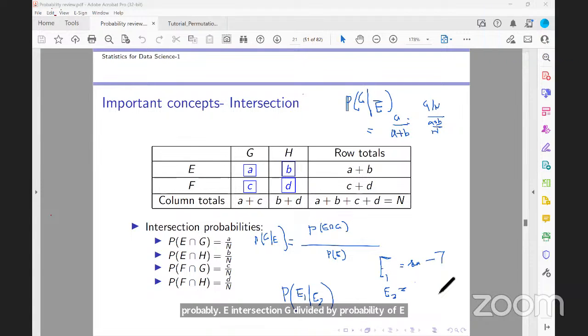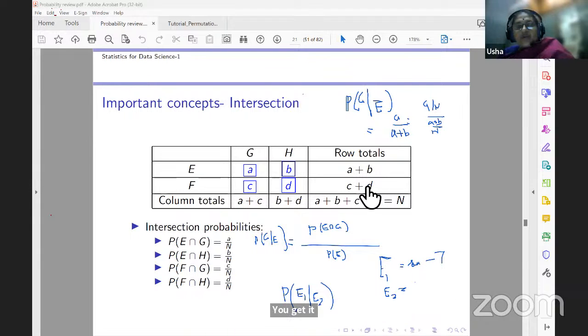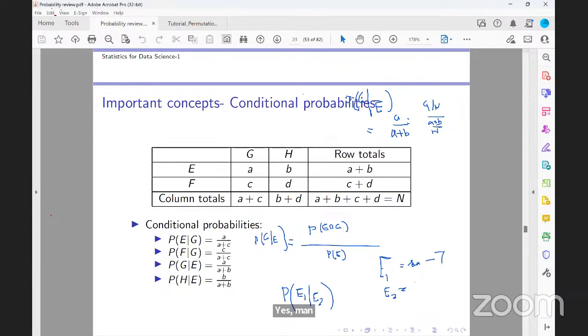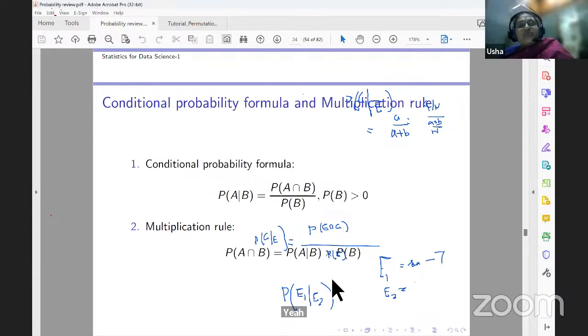You get it? That is what we call the conditional probability. Is that clear? So the conditional probability is nothing but probability of A intersection B divided by probability of B. Till here, is this clear?